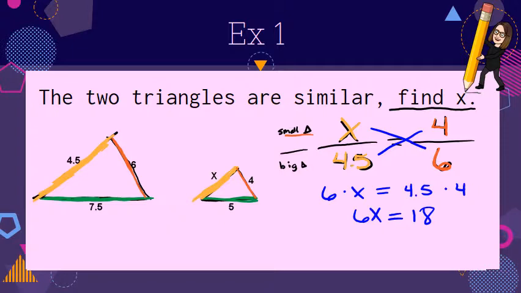Then I'm solving for x. We're doing what we've been doing for months now. I need to divide both sides by 6, and I end up with x equals 3. Let's talk about that. Does that make sense? Well, it does, because if I say x equals 3, that makes sense. It's smaller than the other yellow side, and they relate to each other.